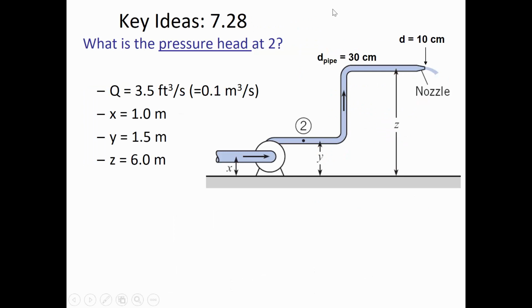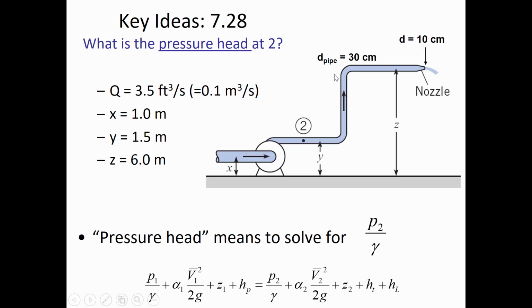On this problem, it's a similar situation. They ask you to find the pressure head at location 2. And we've got all this given information about the elevations, the diameter of the nozzle, the diameter of the pipe. So when they ask for the pressure head, what they're saying is solve for P divided by gamma. They give you the flow rate, and you know the diameters in these pipes, so that tells you you can find the velocity in the pipe. And since the elevations are known, that takes the elevation term of the energy equation into account.